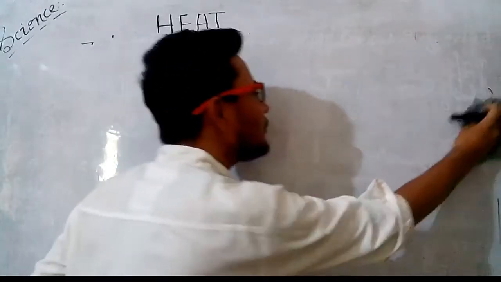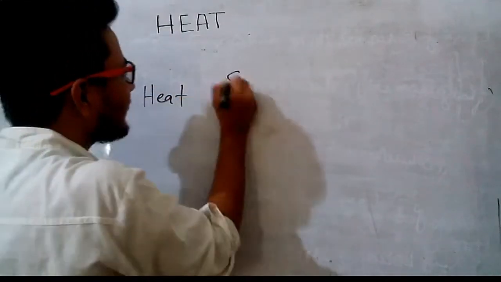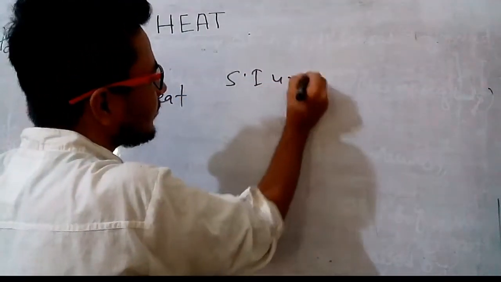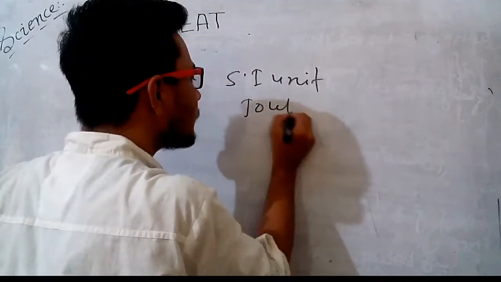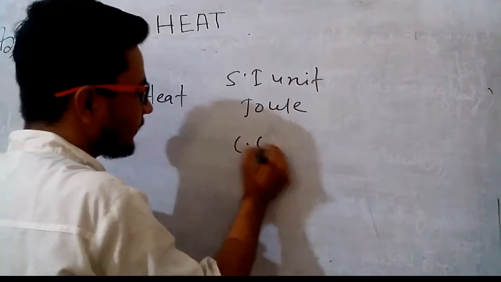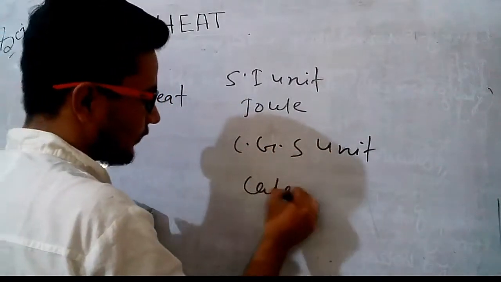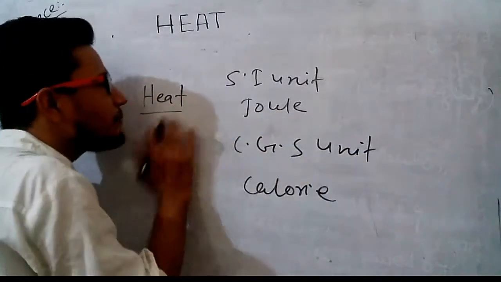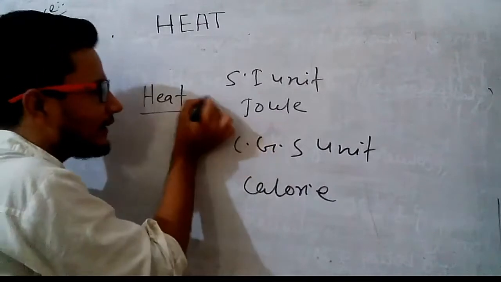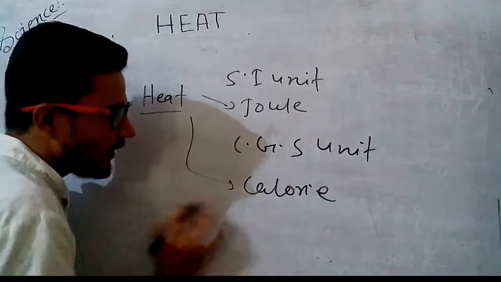So what is the unit of heat? The SI unit of heat is the joule, and the CGS unit is the calorie. So heat is measured in the SI unit, joule, and in the CGS system, calorie.